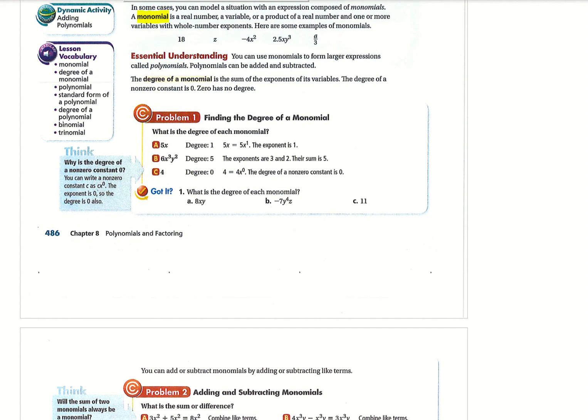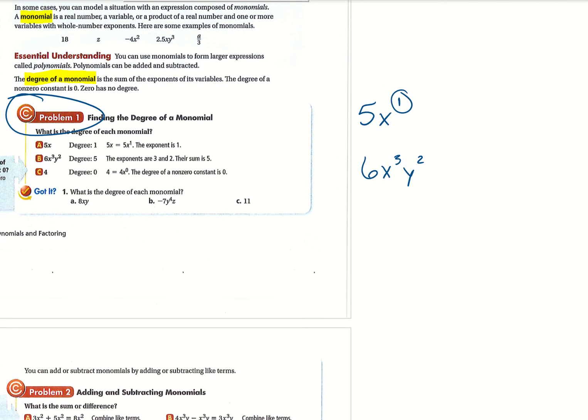The next thing that we need is the degree of a monomial, and that is the sum of the exponents of its variables. If we look at some of these examples in problem 1, it asks for the degree of each monomial. The first one is 5x. The degree there is going to be 1 because our exponent is just 1. For B, we've got 6x to the third and y squared. That one's going to be degree 5 because we have two exponents here, 3 and 2. Add those together, 3 plus 2 equals 5. So that is our degree for B.